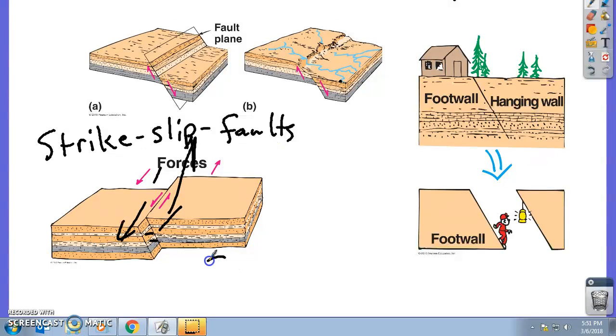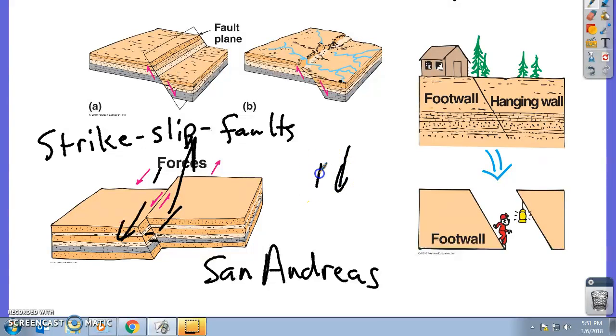The San Andreas fault is probably the most famous one that we usually hear about on a regular basis in California. Okay, and on the coast of California, you have one moving this direction, one moving that direction, and because of that, every time it slips on there, it causes some very large earthquakes in California and along the coast there.